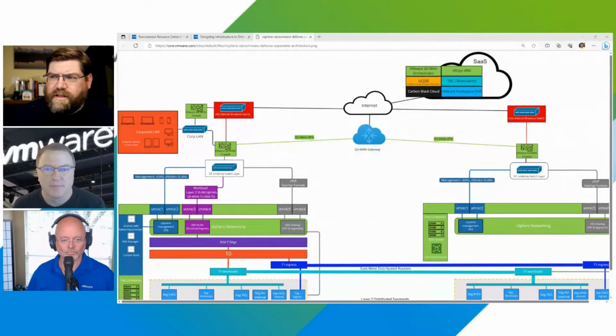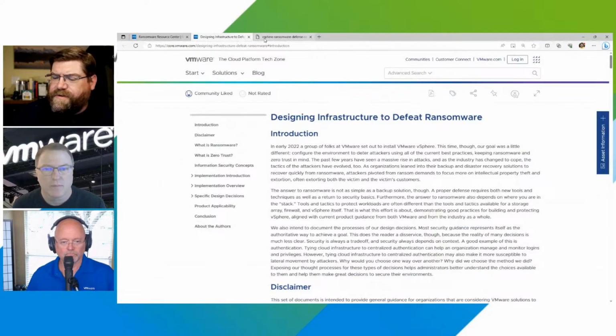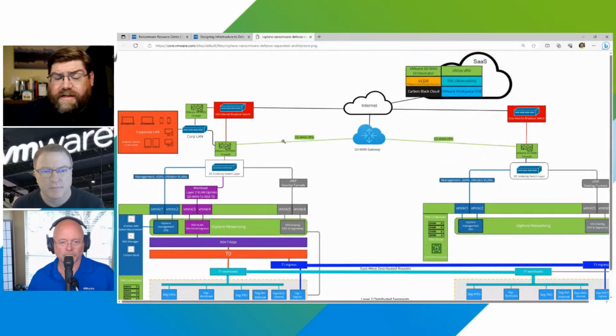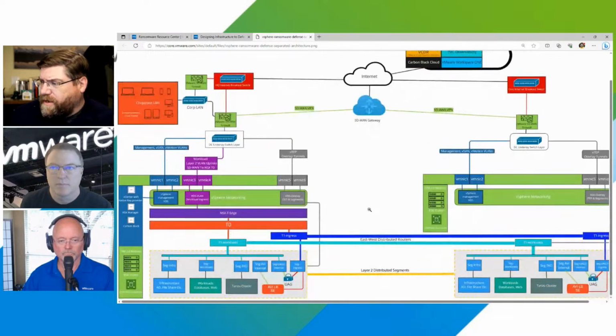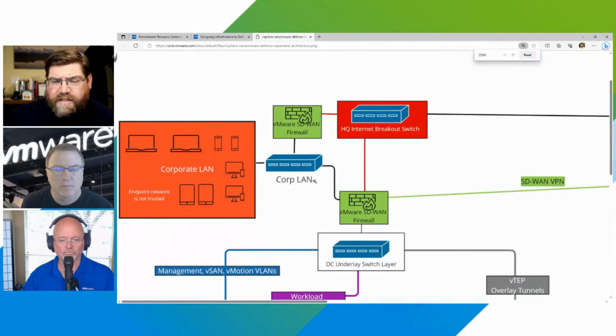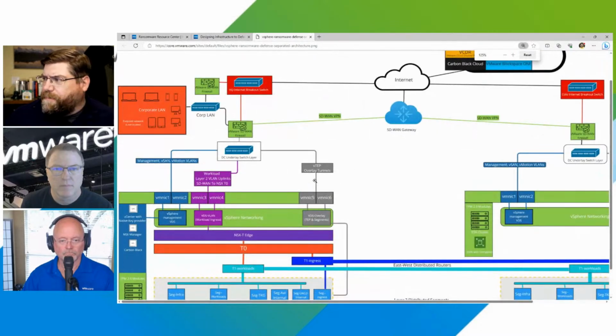Yeah. Hey, let's talk a little bit about that. So this is a diagram from the Designing Infrastructure to Defeat Ransomware paper, and that's out on core.vmware.com. And by the way, people who are watching, thank you very much. If you've got questions about security, ransomware, any of that stuff, what VMware is doing, we're just talking about stuff here. Put them out in the chat, ask the question, and we will answer them live here. But in the meantime, let's talk about one of these papers. This is a kind of complicated diagram, and we can zoom in on certain things, but a diagram from the paper.